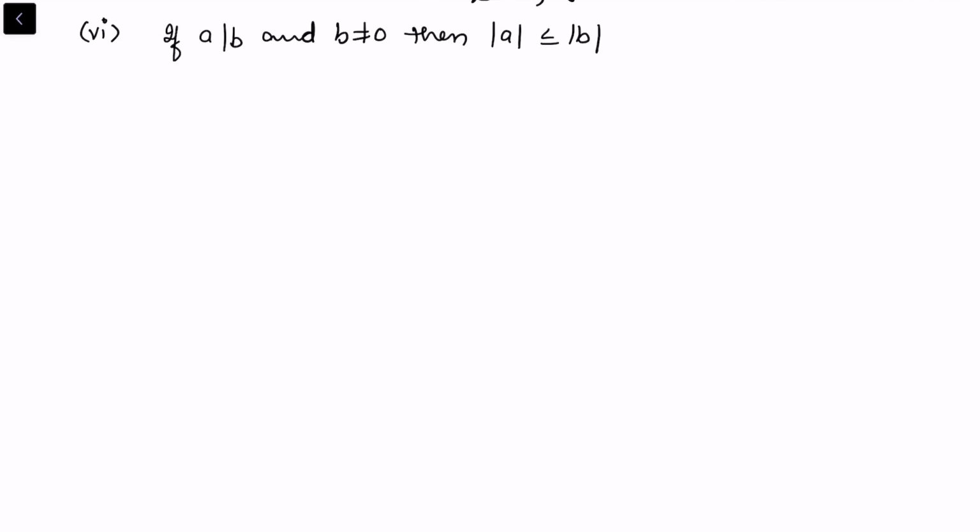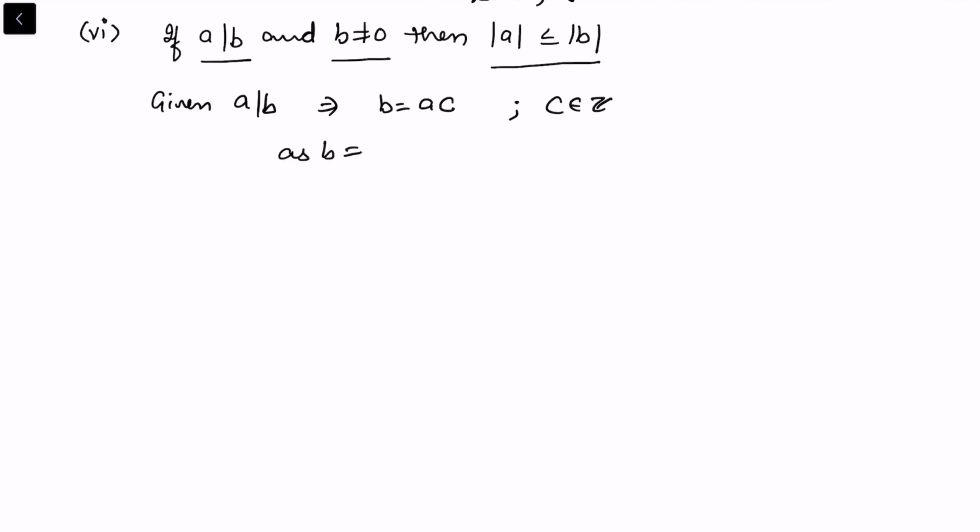In the sixth property, we want to prove that if A divides B and B is not equal to 0, then the absolute value of A is less than or equal to the absolute value of B. For this, given is that A divides B, so we can write that B is a multiple of A. So we have B equal to A times C, where C belongs to the integers. And as we have said that B is not equal to 0, the left hand side is not equal to 0. So obviously the right hand side C cannot be equal to 0, because if C is 0, then 0 times anything will be 0, so B would have to be 0 in that case. So as B is not equal to 0, C is also not equal to 0.